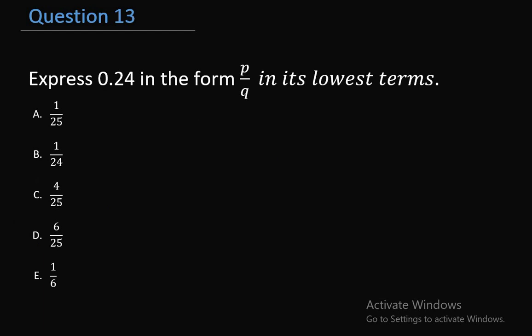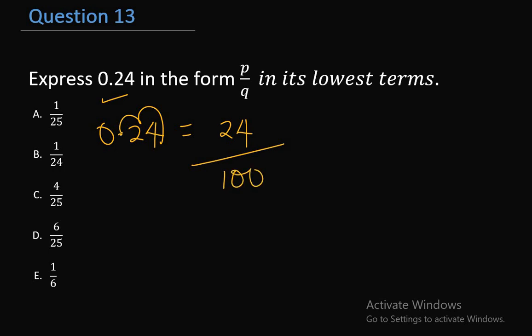Question 13. Express 0.24 in the form P over Q in its lowest terms. Change this to an ordinary fraction. 0.24, move the decimal 1, 2, it will give me 24. Since I moved 2 places, I'll divide by 100.